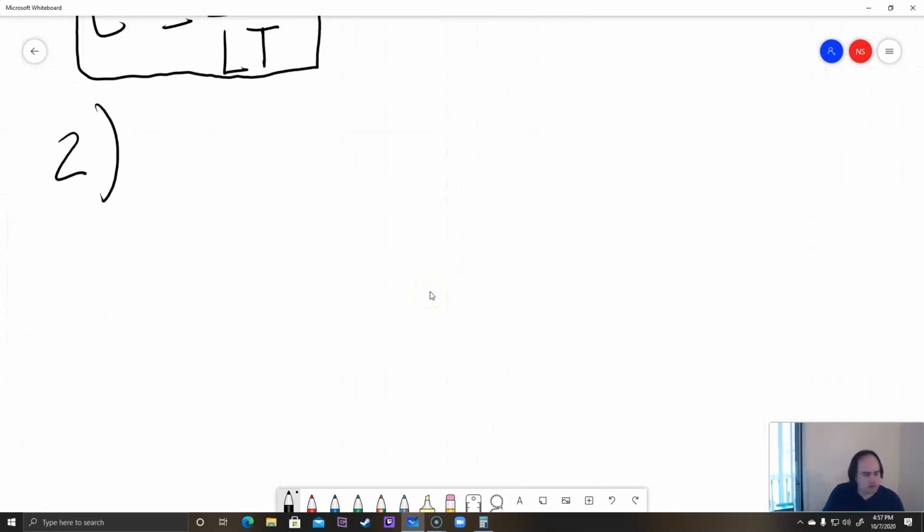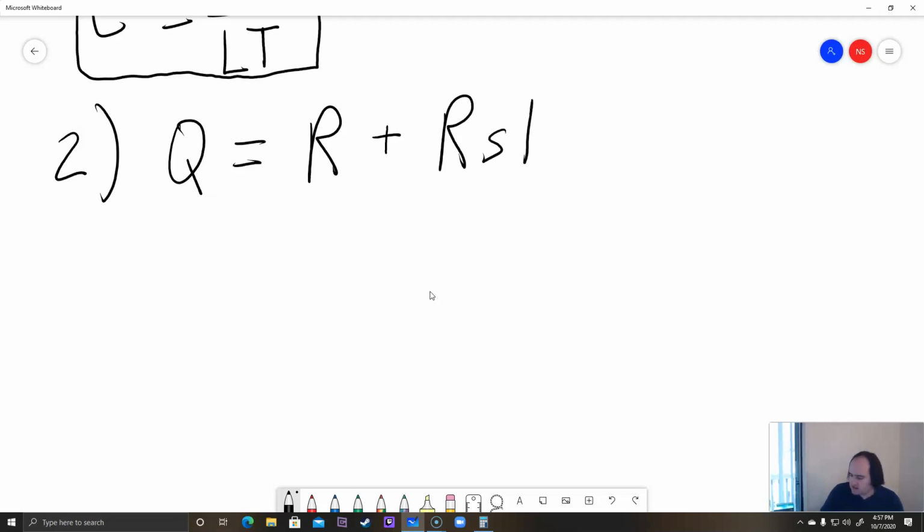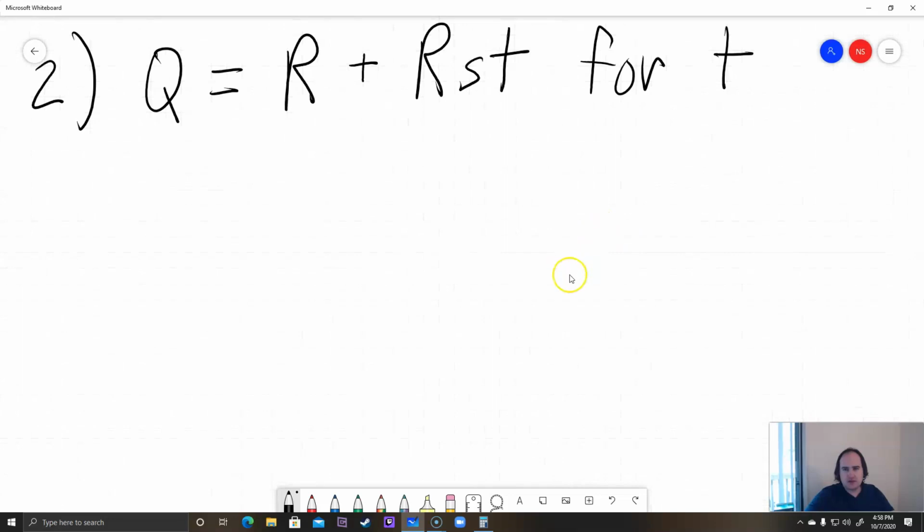Okay, so problem number 2 is capital Q equals capital R plus capital R times lowercase s times lowercase t. And they want us to solve it for t. Okay, so Q equals R plus RST, and we want to solve this for t. So this one's actually going to have a couple of steps here. The one we're trying to isolate is just this little t here.